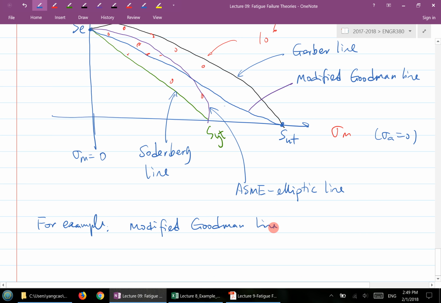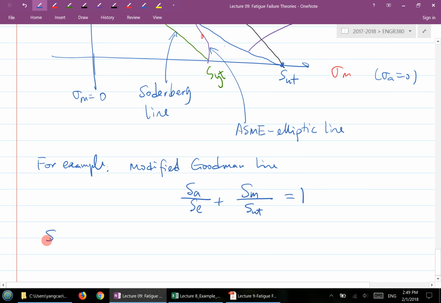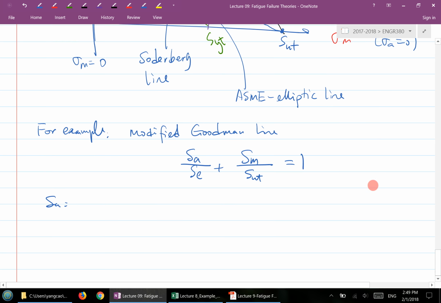Okay. Let's see, modify Goodman line. I'm talking about just the line equation. If that line equation, modified Goodman line, has this equation: SA over SE plus SM over SUT equals 1. So modified Goodman line has this equation here. So SA, SM here, okay?